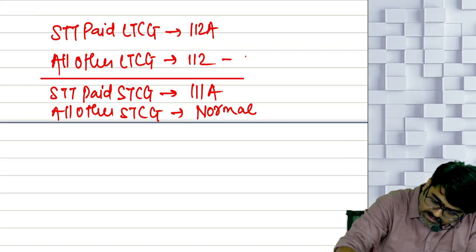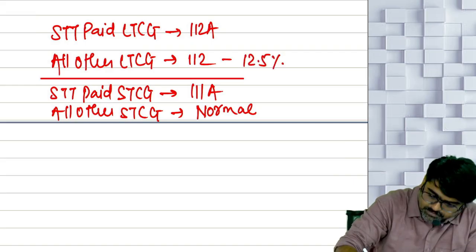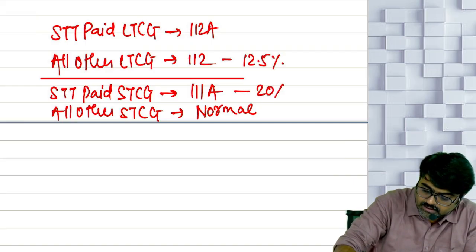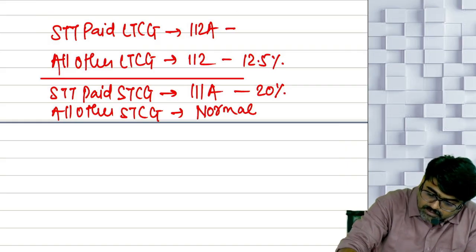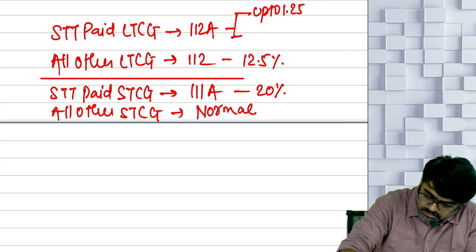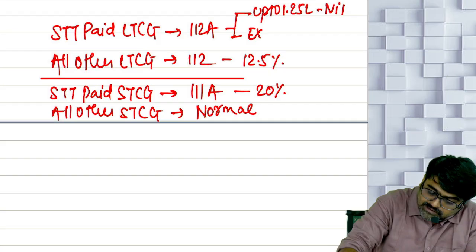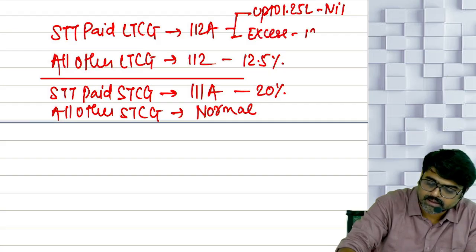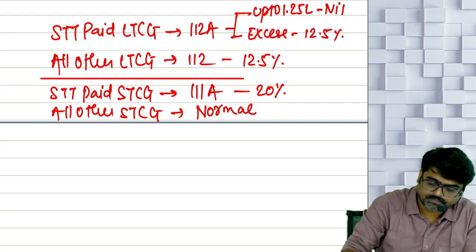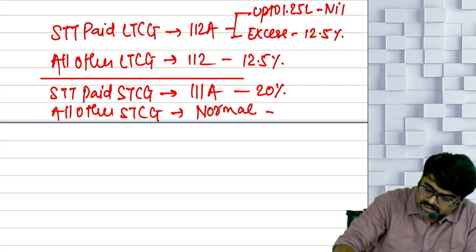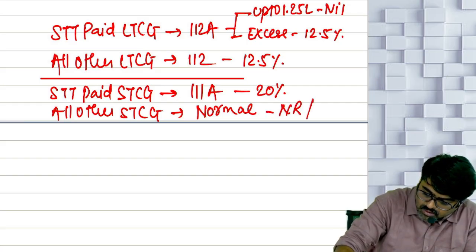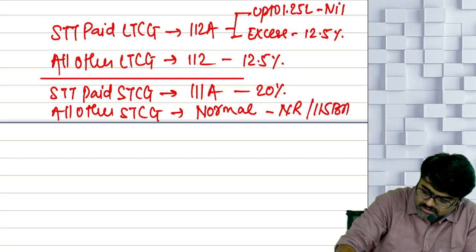This will be taxable at what rate? 12.5%. This will be taxable at what rate? 20%. This will be up to 1.25 lakhs no tax, and the excess amount taxable at what rate? 12.5%. And normal will be taxable at normal rates or 115BAC rates as the case may be.